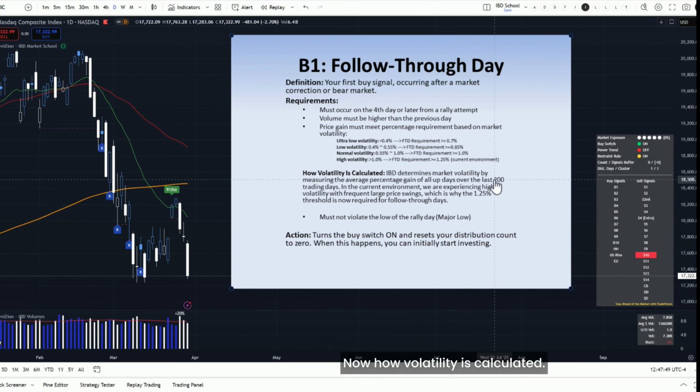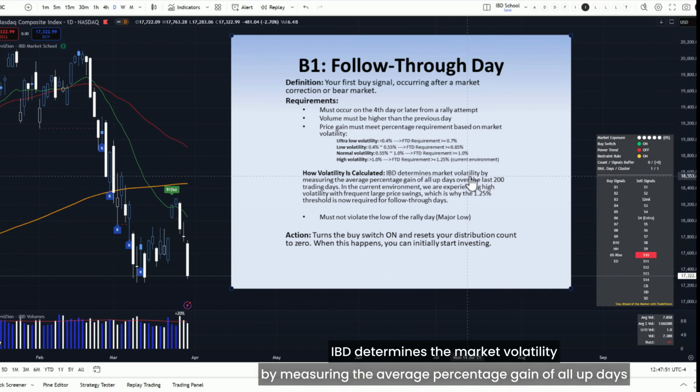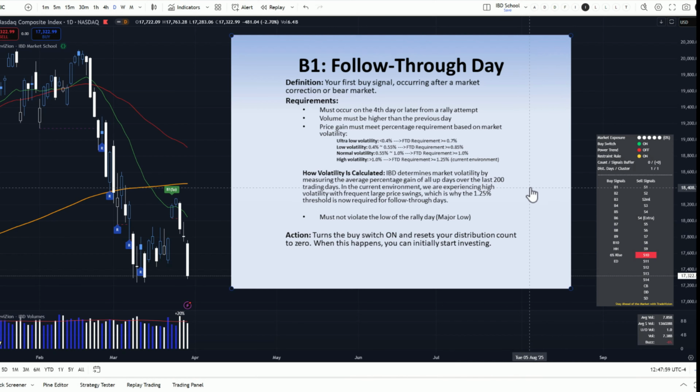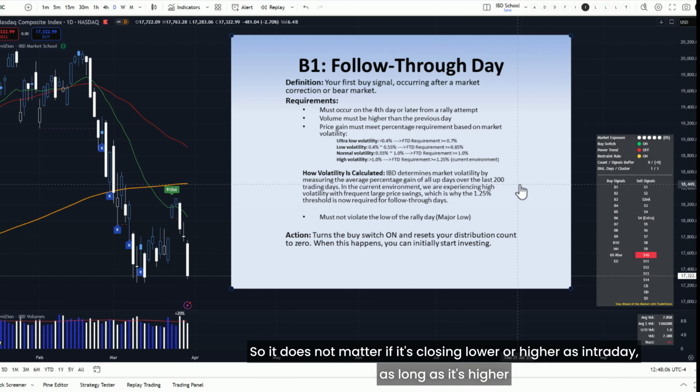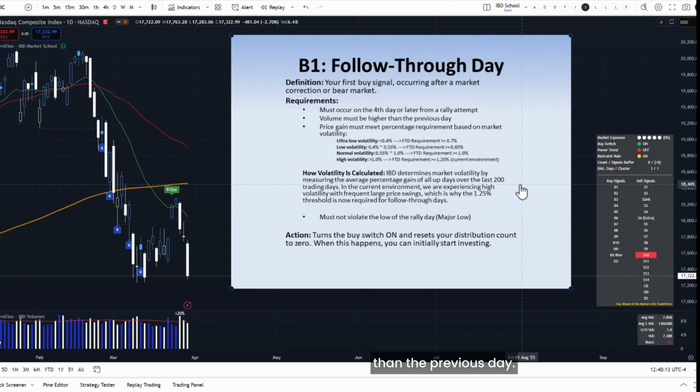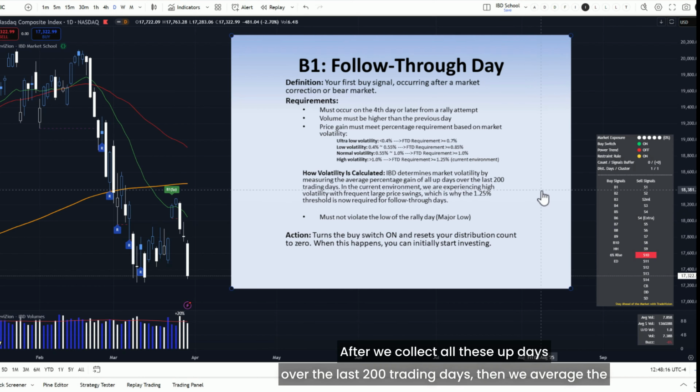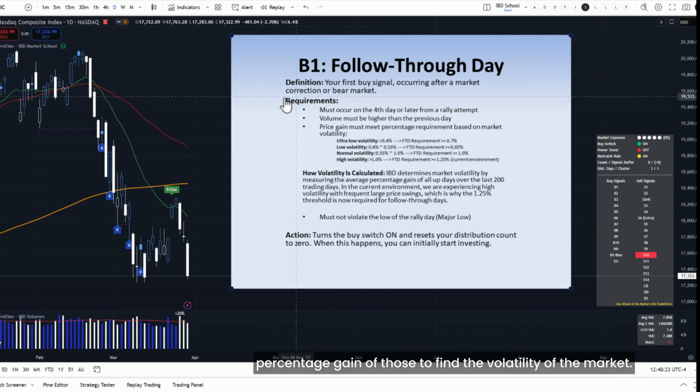Now, how is volatility calculated? IBD determines the market volatility by measuring the average percentage gain of all up days over the last 200 trading days. An up day actually means that the close should be higher than the previous day close. So it does not matter if it's closing lower or higher intraday, as long as it's higher than the previous day. After we collect all these up days over the last 200 trading days, we average the percentage gain of those to find the volatility of the market.